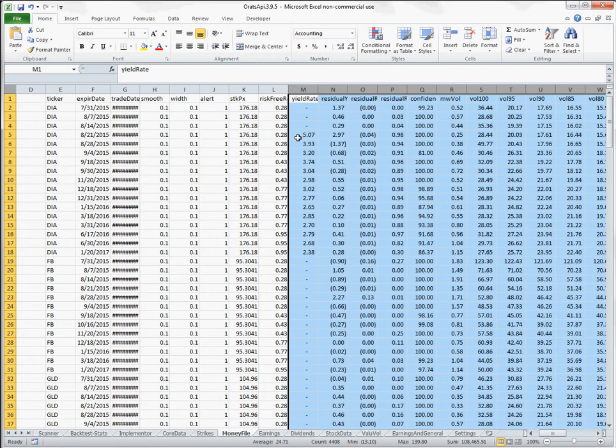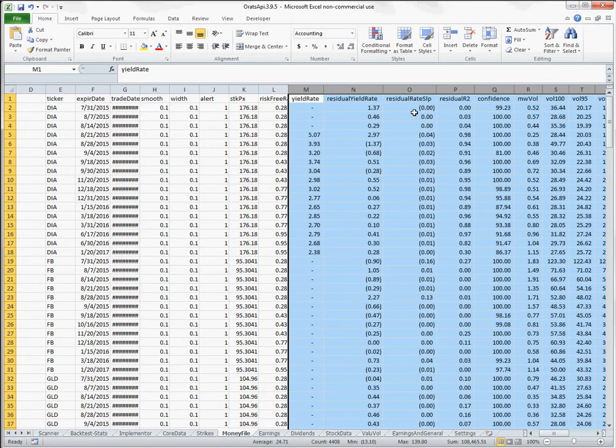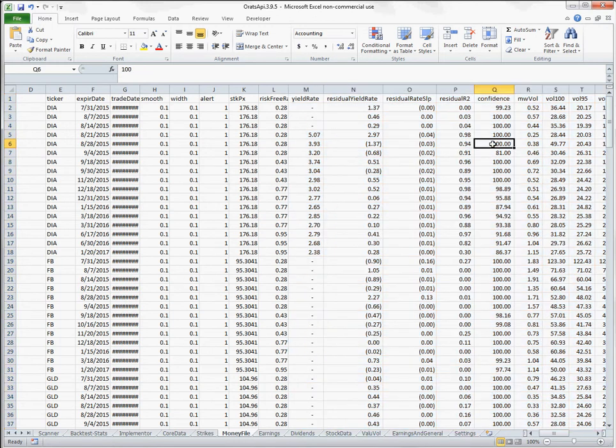So the yield rate is the dividend rate. And the residual rate is the rate that lines up the call and puts, like call put parity. And then we talk about the slope of the residual rate and our confidence in that slope. We also have a confidence in the number of options and how wide they are to produce these volatilities by buckets. And then the MW vol is the market width volatility. So how wide in volatility terms.